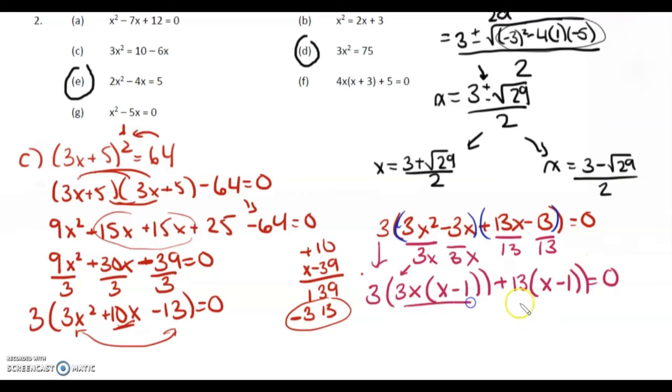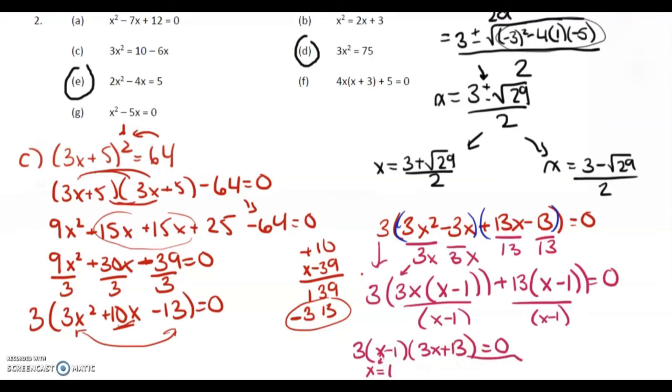Okay, so now these two are our 2 terms, and we can factor out an x minus 1. So we have 3x minus 1, and then 3x plus 13, that equals 0. So we actually have to solve for the x's. So for this one, we have x equals 1. And for this one, you can formally do 3x plus 13 equals 0.